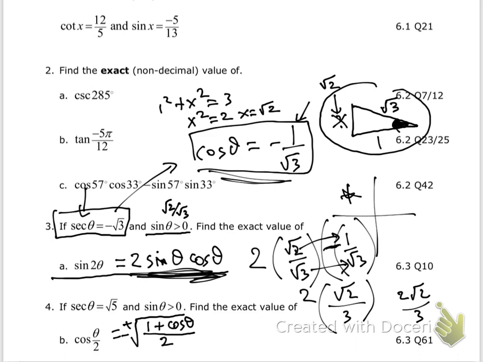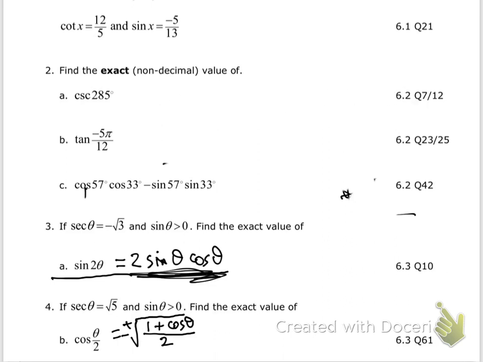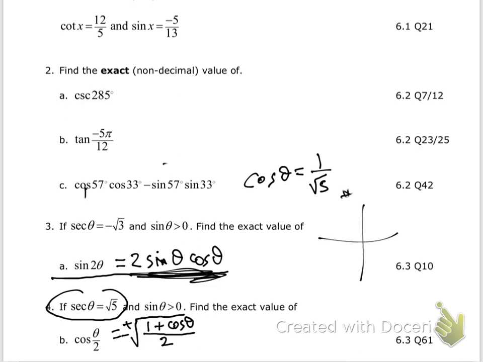Let's take a look at question 4. Some space up here to do some work. Again, cosine half theta. Again, as long as you know the formula. So if secant theta is root 5, that means cosine theta is 1 over root 5, because that's the reciprocal of secant theta. Sine is positive, so is cosine. If everything's positive here, then we must be in quadrant 1.